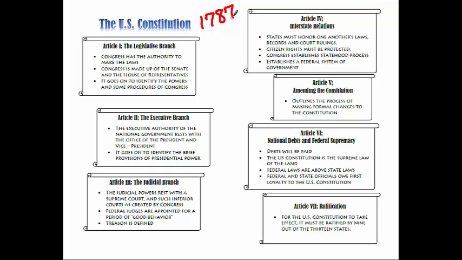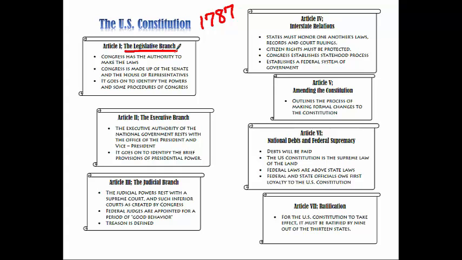Article 1, which is the longest and most in-depth article, deals with the legislative branch. We should know that Congress has the authority to make the laws. That's what the legislature does. Congress is made up of the Senate and the House of Representatives. That makes us a bicameral Congress. And it goes on then to identify the basic powers and some of the procedures that go on in Congress.